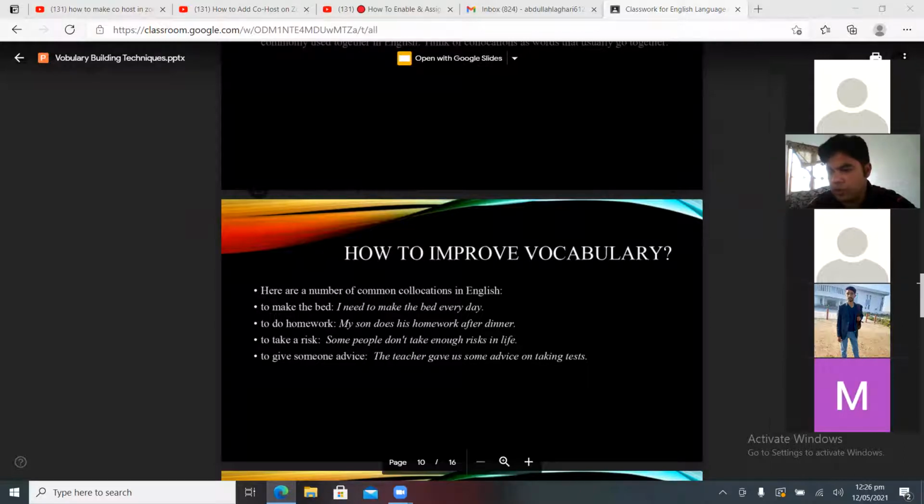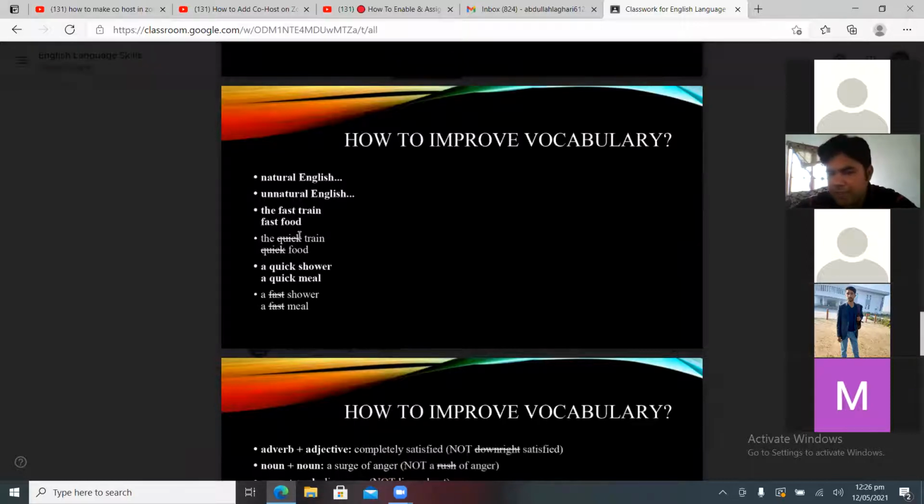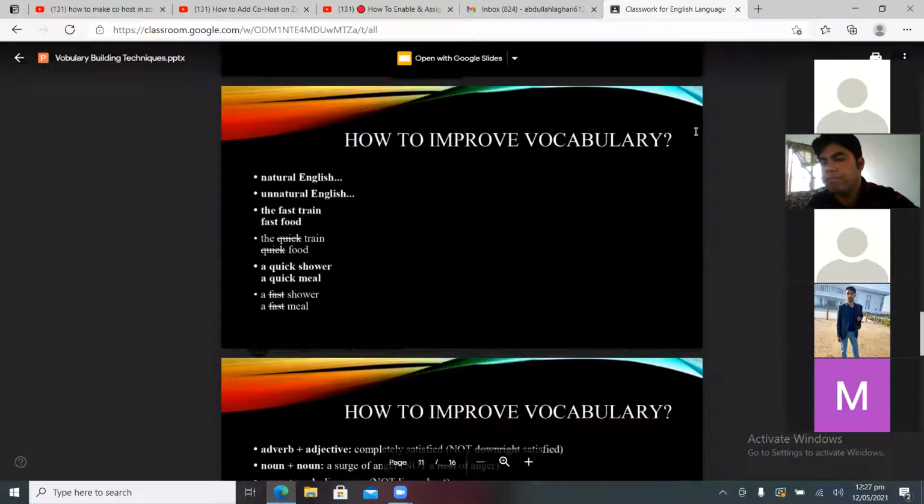Okay, you can say the fast train, you can say the fast food, but can you say quick train? Can you say quick food? No, you can't, because the knowledge of collocation is with the native speakers of English, right? We are the non-native speakers of English. Then how to acquire this knowledge of collocation? Which word to be used at which place? That is to be known by reading, right? The more we read, the more we understand.